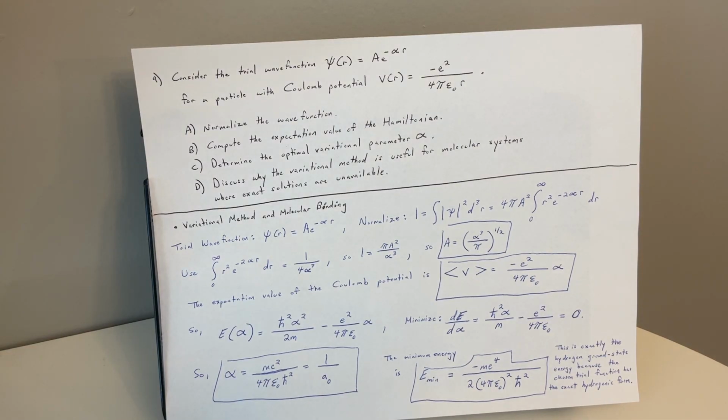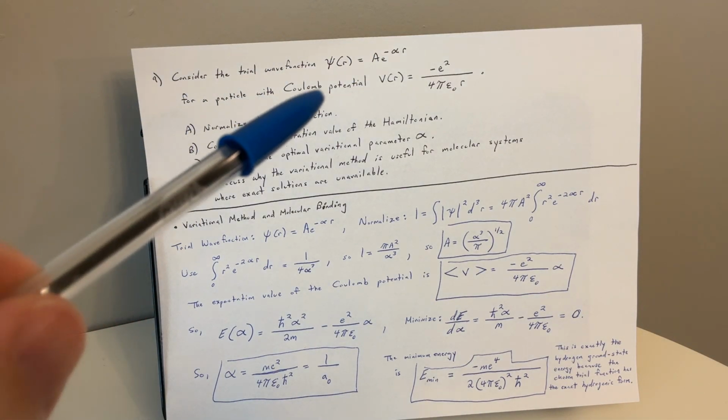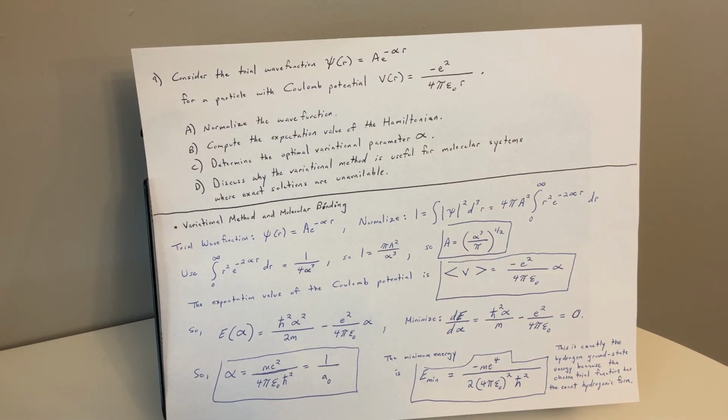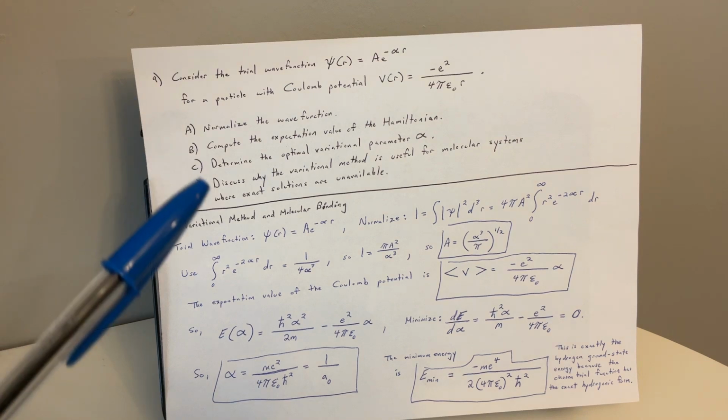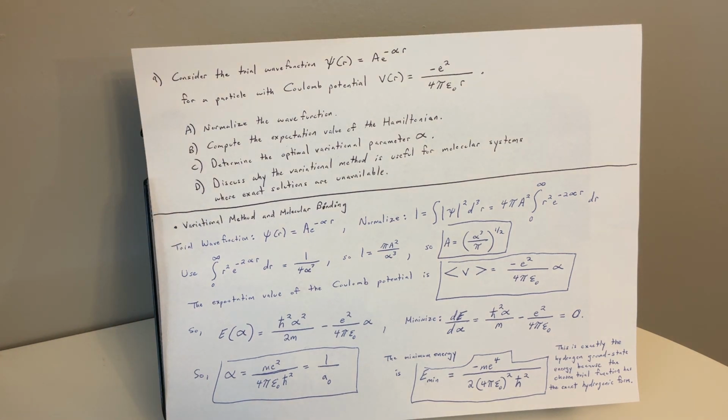Okay, consider a trial wave function, psi of r equals A e to the negative alpha r, for a particle with Coulomb potential V of r equals negative e squared over 4 pi epsilon naught r. I'll read through A through D. Normalize the wave function. Compute the expectation value of the Hamiltonian. Determine the optimal variational parameter alpha, and D, discuss why the variational method is useful for molecular systems where exact solutions are unavailable. Okay, so let's see what we can do with this.